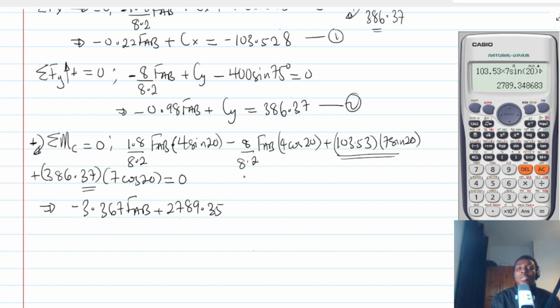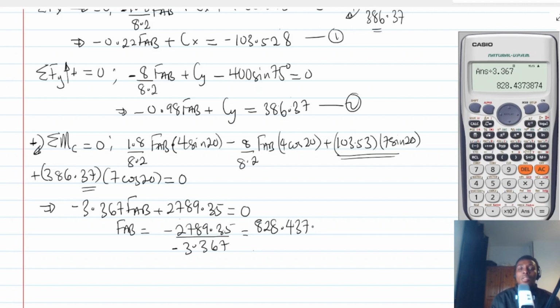2789.35. If I do this and equate this to 0, then FAB will be what? Minus 2789.35 divided by minus 3.367. And what is that? So FAB is 828.437 pound.